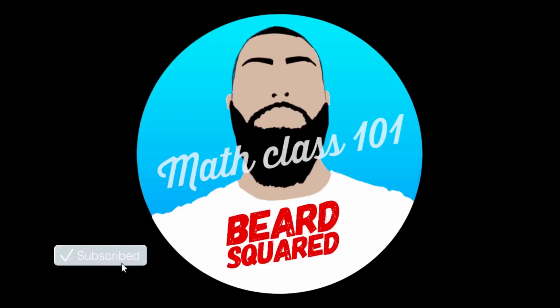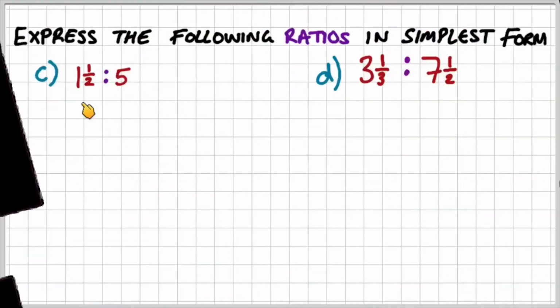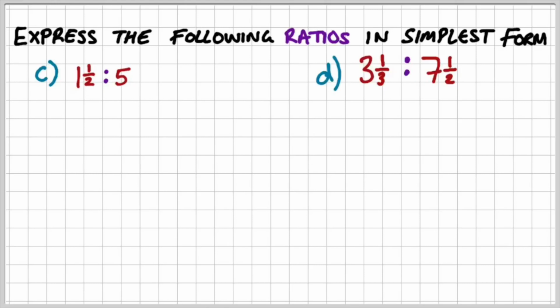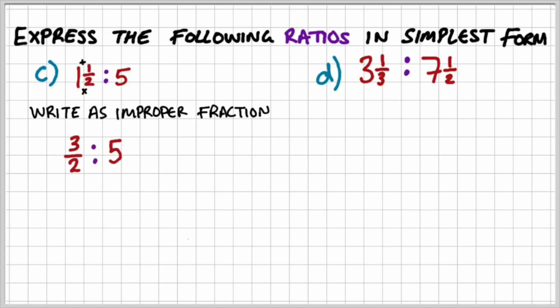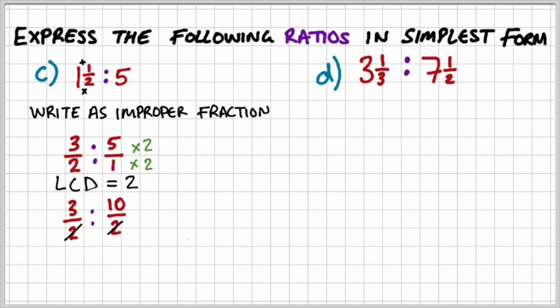Let's move on to parts C and D. So part C, 1.5 to 5. What we need to do here is write it as an improper fraction. So I'm going to convert the first part of the ratio to an improper fraction. That gives me 3 over 2 to every 5, which is basically the same as saying 5 over 1. So 5 is the same as 5 over 1. So I need to find the LCD, which in this case is 2. So if I multiply the numerator and denominator of the second part of the ratio by 2, I will get 10 over 2 to 3 over 2. Now, just like before, I can cross out the denominators, which will give me 3 to 10 in its simplest form.